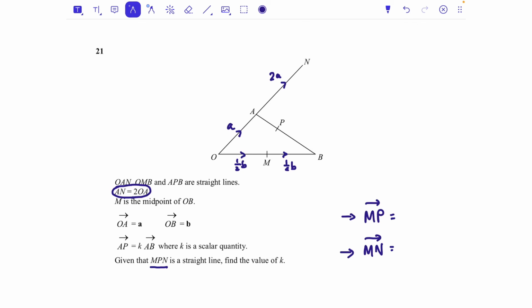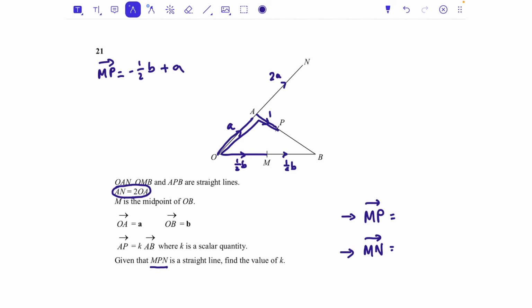So M to P, we're either going to need to do this and this, or we're going to need to do this, this and this. But because I'm interested in K here, I'm going to go that way to make sure that I'm using it. So M to P is going round like that. M to P is minus a half B, because I'm going back against this bit, and I'm going against the arrow, which is why it's minus. And then I'm going up this bit, so that's plus A. And then I'm going down this bit.